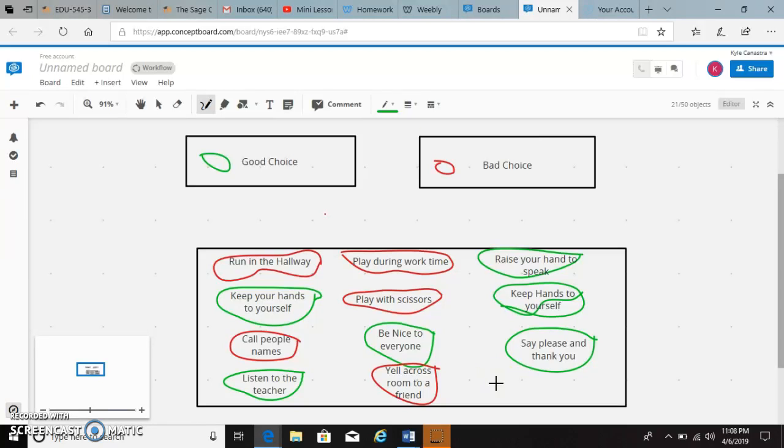When you're at home, these things can work at home too. You get in trouble in school, what happens? Right, you go to the principal or you get in trouble at home. So we want to remember these things.